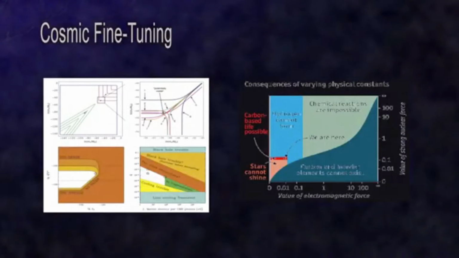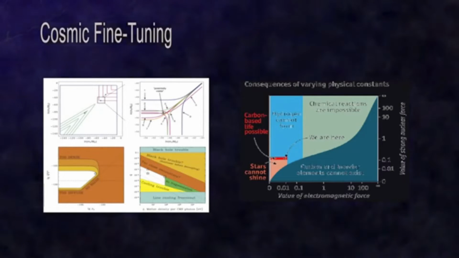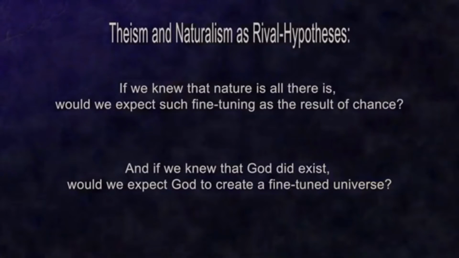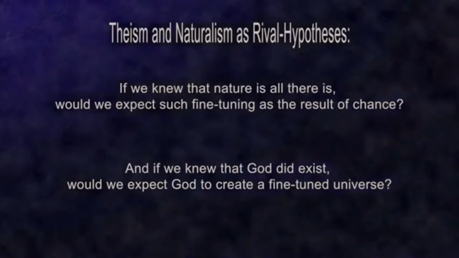Okay, so let's assume all this is true as it probably is. How, if at all, can this be put into the form of an argument for God as a designer of the universe? If we understand theism as a rival to the hypothesis of metaphysical naturalism, the idea that the universe is a closed system not causally affected by anything external to it, then we can compare the two hypotheses. We can ask ourselves, how likely is it that a fine-tuned universe would exist if naturalism was true? If we knew that nature is all there is, would we expect such a fine-tuning as the result of chance? And if we knew that God did exist, would we expect God to create a fine-tuned universe?